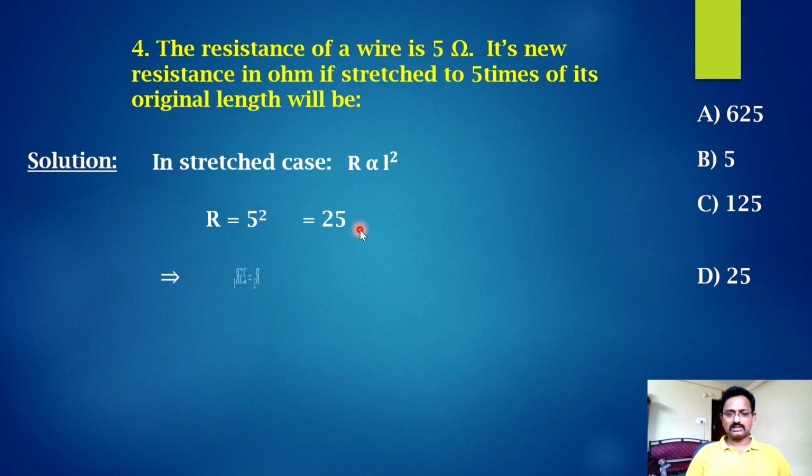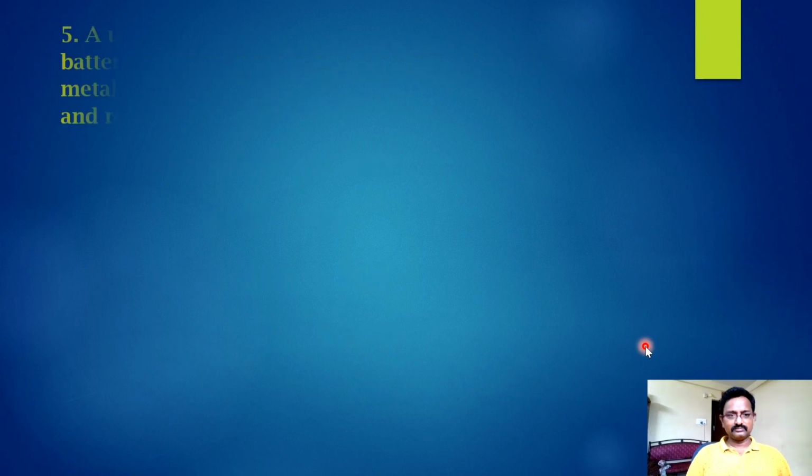So that implies, see, if R is equal to 25, we can write R2 is equal to 25 times of R1. That is 25 into R1, given 5 ohm. So 25 into 5, that is equal to 125 ohm. So from the given options, option C is the answer, my dear. Now we will go with the fifth question.